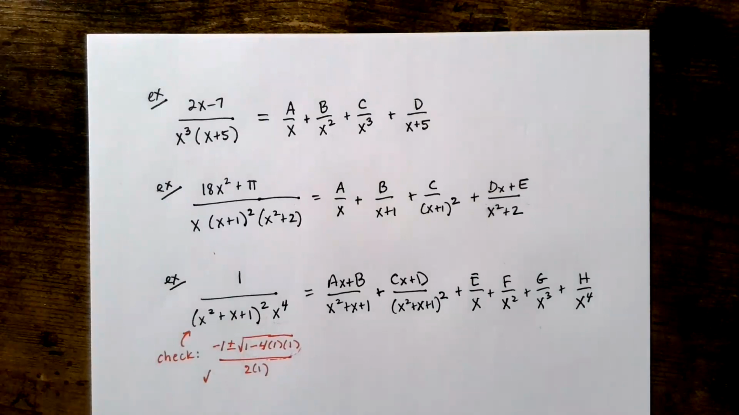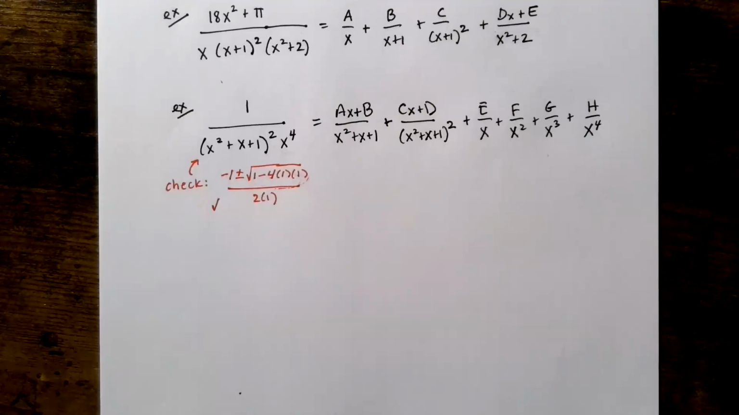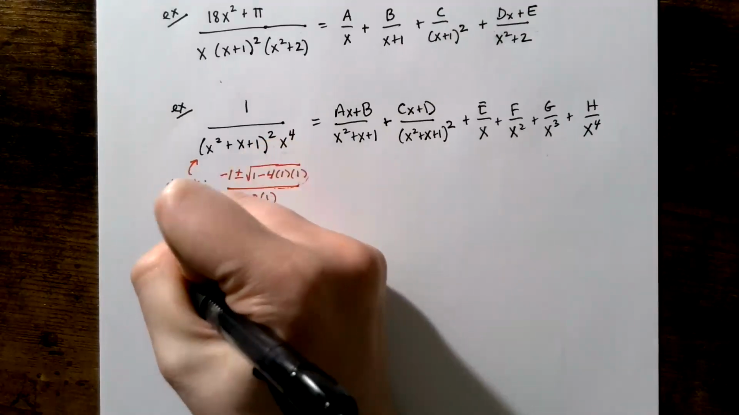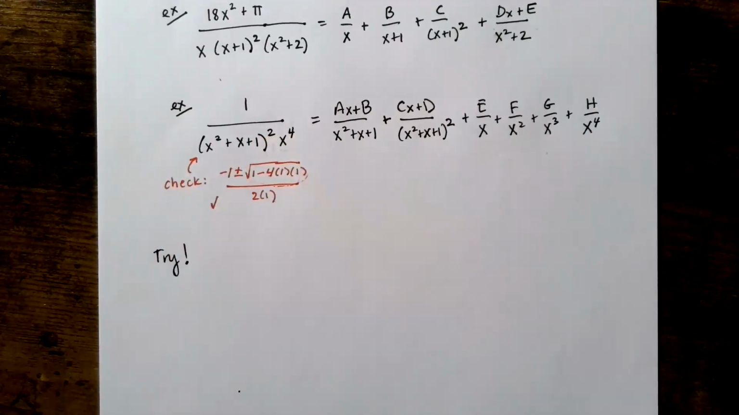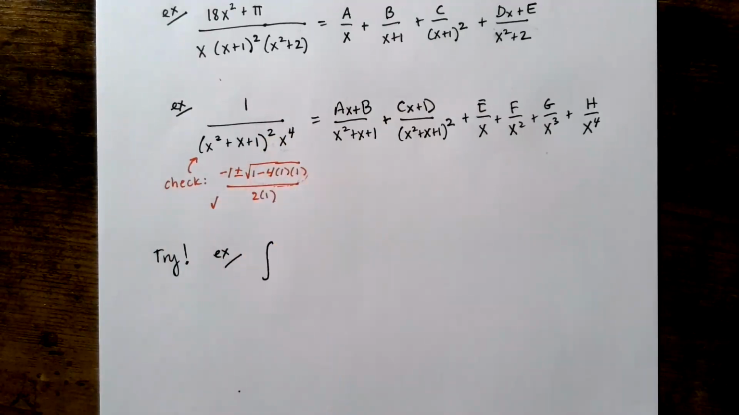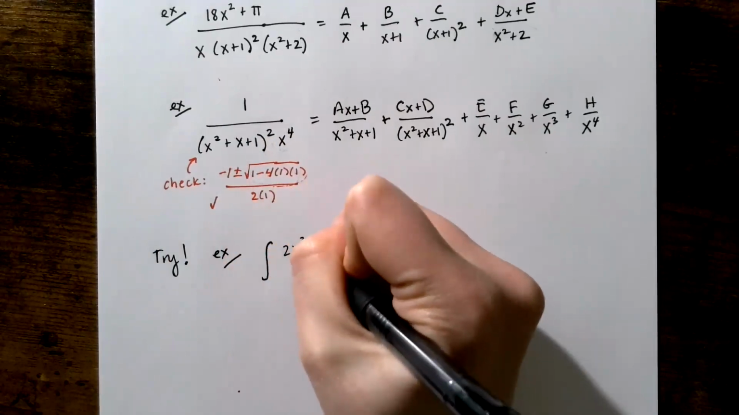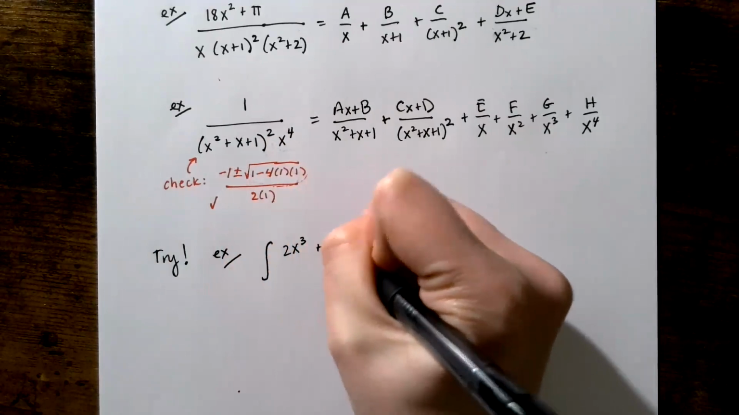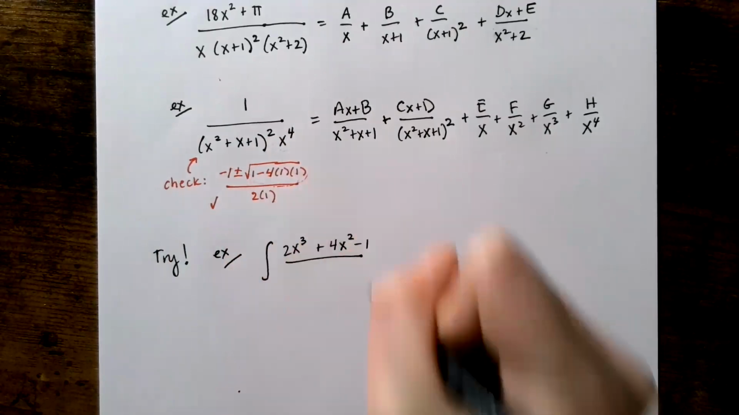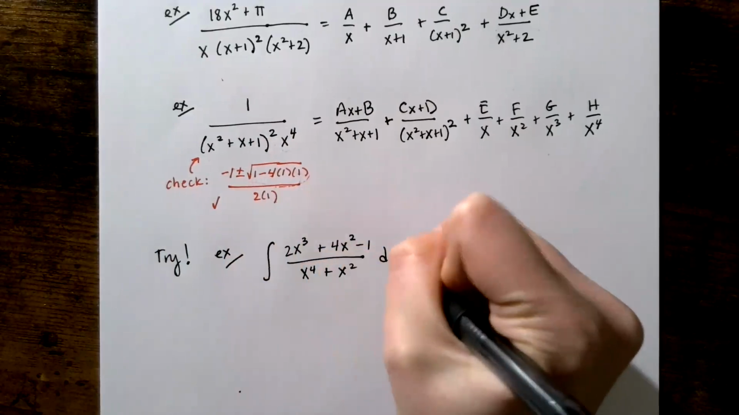Okay, so I'm going to end this video because it's getting really long with an example. So what I would like for you to do is try this partial fractions problem. So entirely top to bottom, do partial fractions and actually compute this integral. So our example is going to be the integral of (2x cubed plus 4x squared minus 1) divided by (x to the 4th plus x squared) dx.